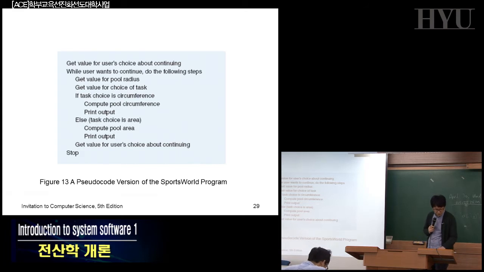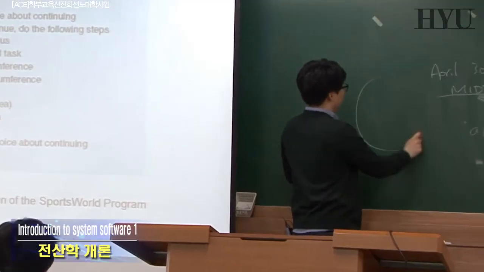So it's a simple pseudocode for calculating the size of the circle. How do you calculate the area of this?